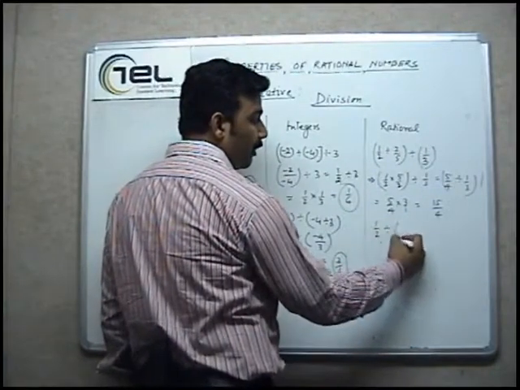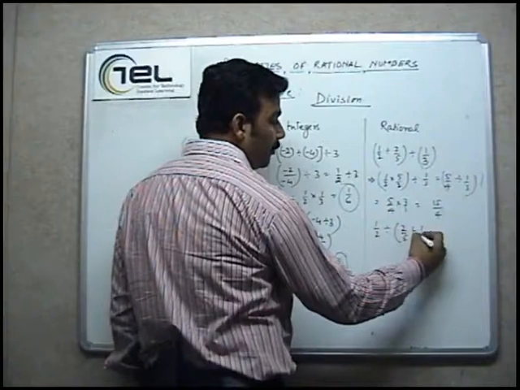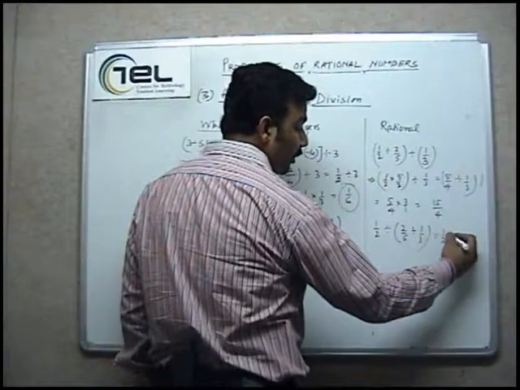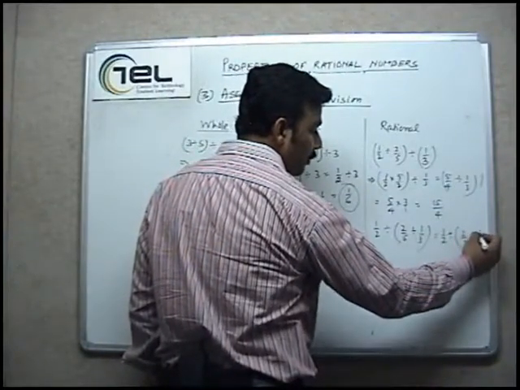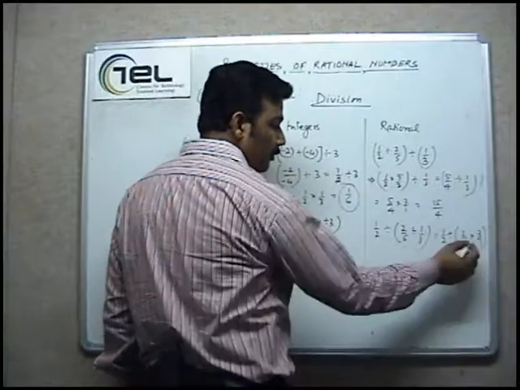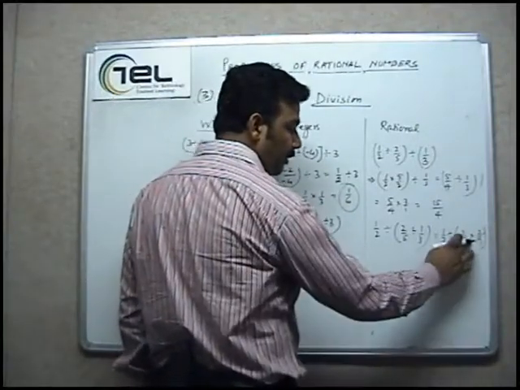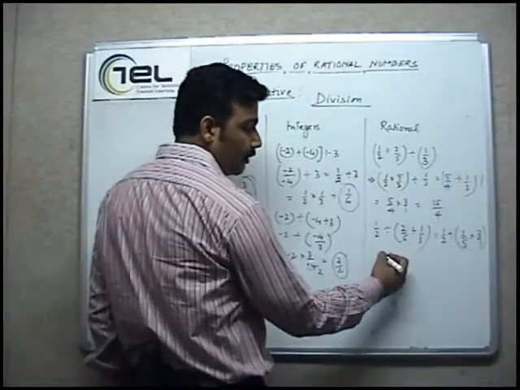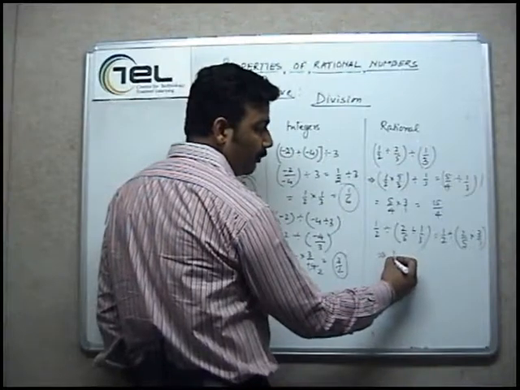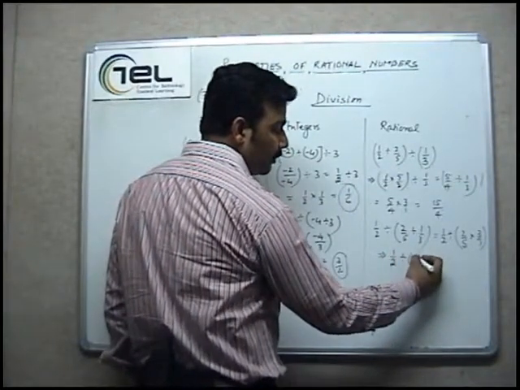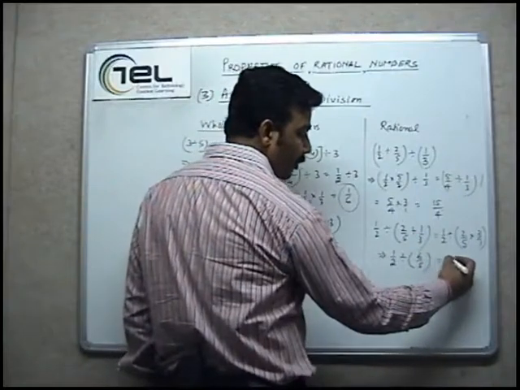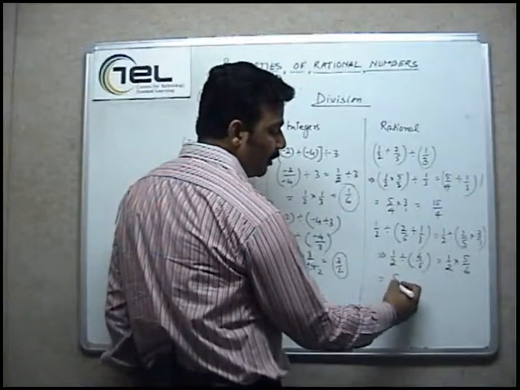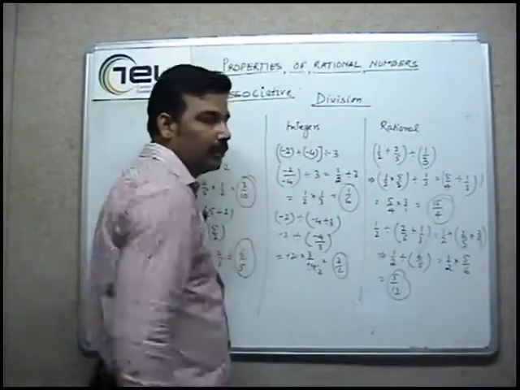Half divided by 2 by 5 divided by 1 by 3. What is the result? It is 1 by 2 divided by 2 by 5 and the reciprocal of 1 by 3, which is 3 over 1. So 2 times 3 will be 6 over 5. So it will be 1 over 2 divided by 6 over 5. And the reciprocal of 6 over 5 is 5 over 6. So I will have 5 by 12 as an answer. These are also not equal.